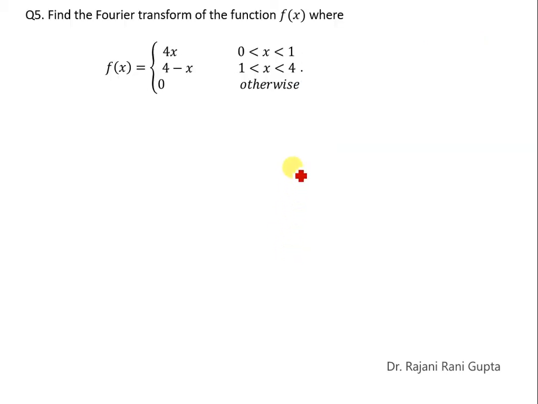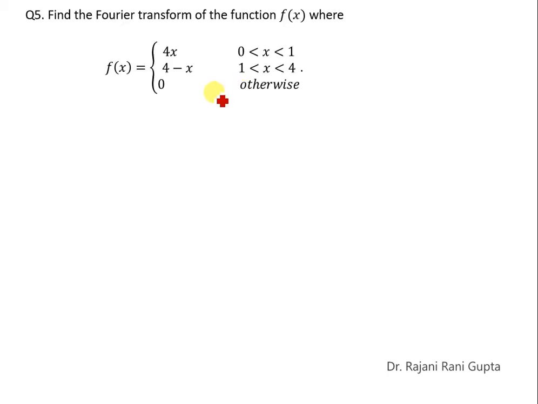Similarly, now if I divide the function into 3 parts, say it takes value 4x when x is from 0 to 1, and it takes value 4 minus x when x varies from 1 to 4, and it is 0 otherwise, then in this case the Fourier transform will have 3 different parts. So let's see how it will be, because we have 3 different integrals. The third part will be 0, so we have only 2 non-zero parts. So what will it be?